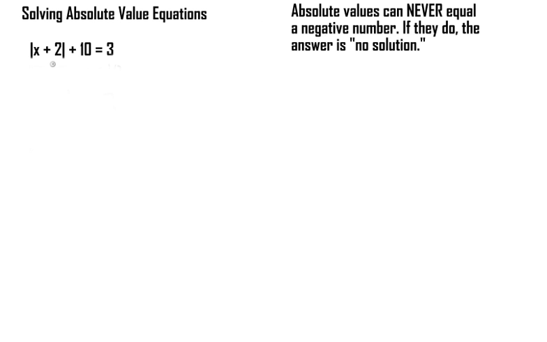Here we have the absolute value of x plus 2, plus 10 equals 3. So far it looks good. But before we can drop our absolute value symbols and make two equations, we have to get the absolute value by itself. We do that by subtracting 10 from both sides of the equation, and we get the absolute value of x plus 2 equals a negative 7. Now, because we know the absolute value can never equal a negative answer, then we know our answer to this equation is no solution. And we simply move on to the next one.